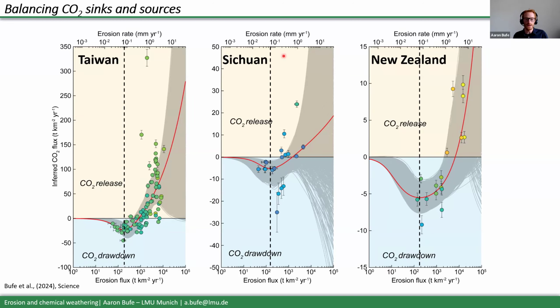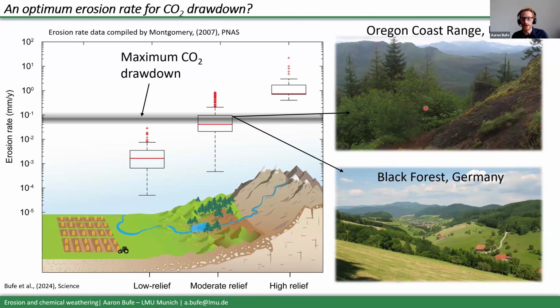And so essentially this 0.07 millimeters a year is not typical of landscapes like the Himalaya, Taiwan, New Zealand, but it's typical of landscapes eroding sort of Mittelgebirge, right? Like these moderately eroding landscapes, such as the Oregon Coast Range, the Black Forest. Here's a compilation of erosion rates from Dave Montgomery that is broadly classified in these three different groups of low relief landscapes, moderate relief landscapes, high relief landscapes. Right, so here we sit in landscapes like the Oregon Coast Range or the Black Forest.